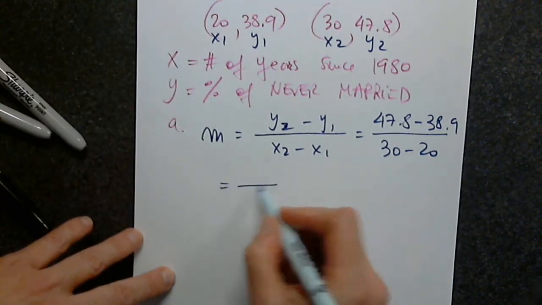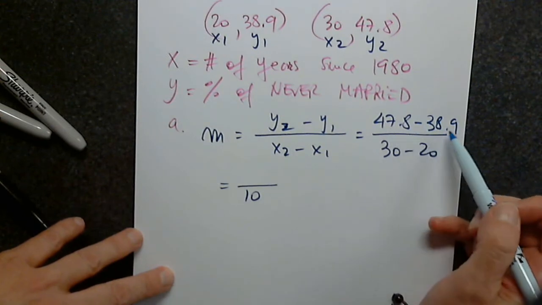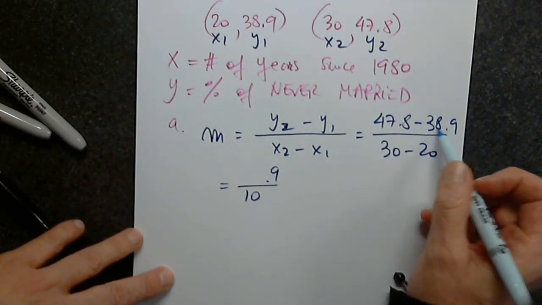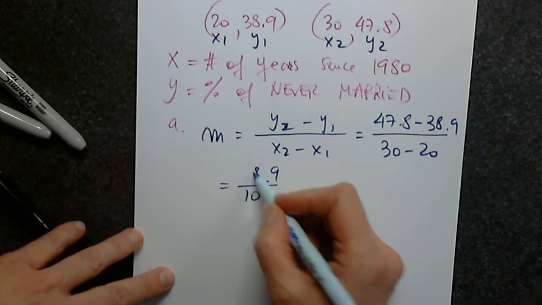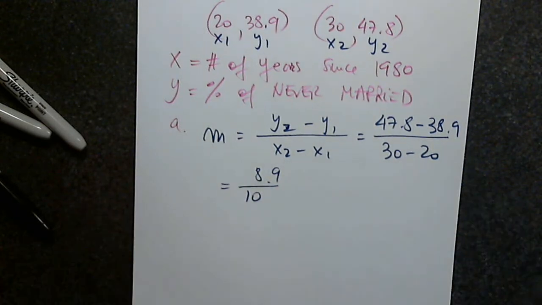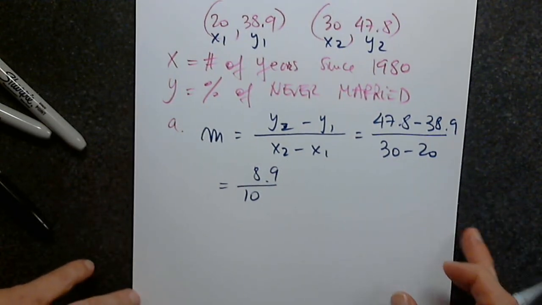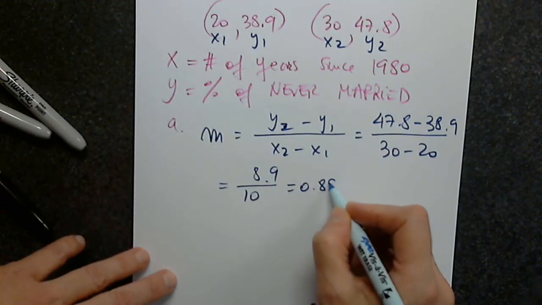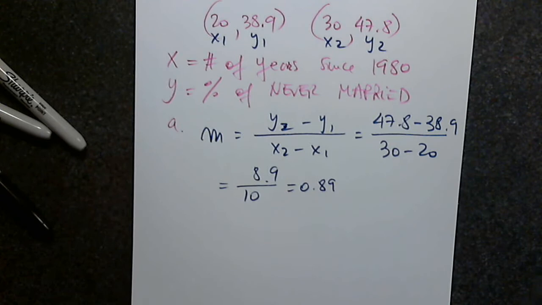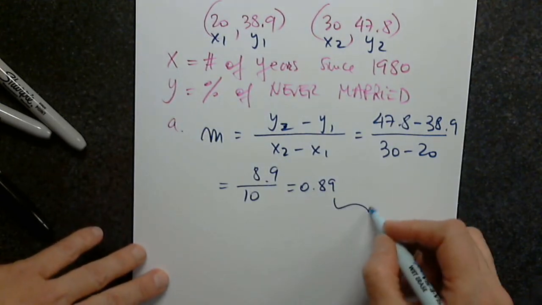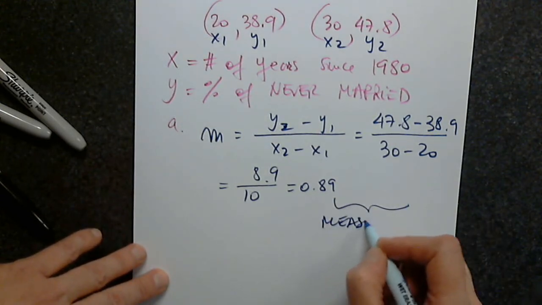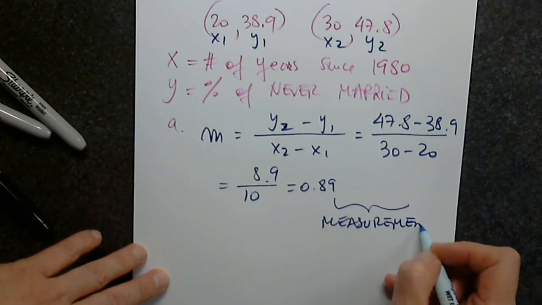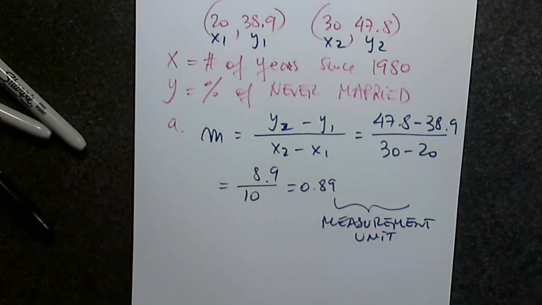So the denominator is 10. What about the numerator? That's 8.9. Let me know if this is 8.9 divided by 10, or 0.89. Without a measurement unit, it makes no sense.